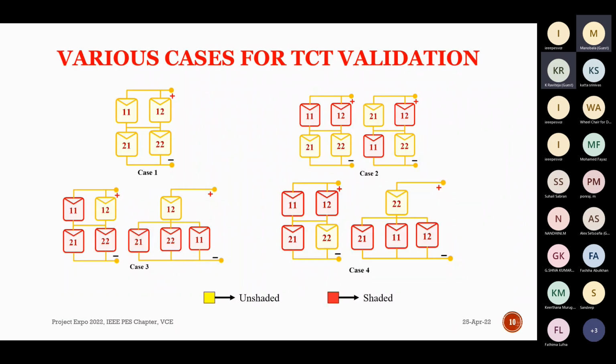Various cases for TCT validation. We have verified 4 cases for the TCT connection. In the first case, no shading occurred. In the second case, 2 panels are shaded in parallel connection, and if we reconfigure the system, it will be reconfigured like this after reconfiguration. In case 3, 3 panels are shaded. The 3 panels are connected in parallel, in series with another panel. Case 4 is similar to case 3.